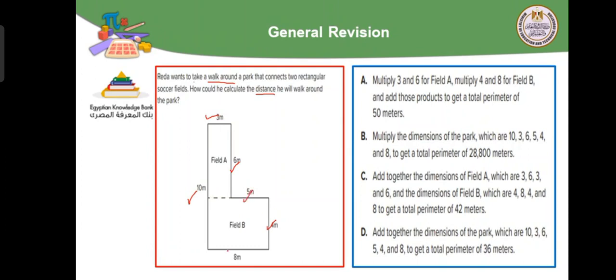This is the correct one. Not C. Okay, this is correct, A, but this is wrong, and this is wrong, and this is wrong, because the distance means what? Excellent. The distance around the shape means a perimeter.